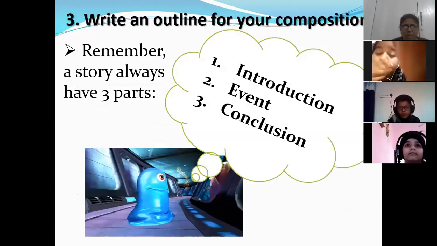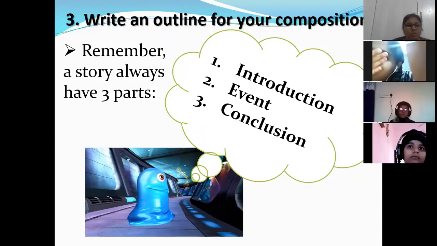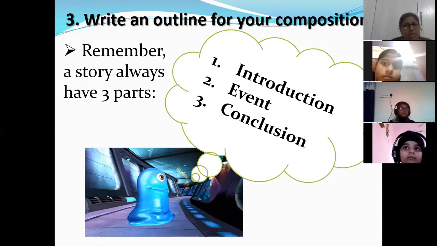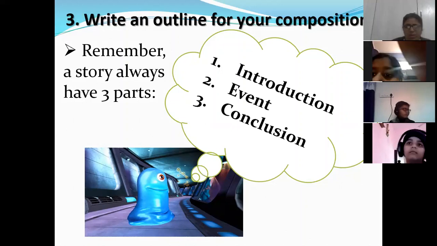Now, the next point is to write an outline for your composition. When you want to write a composition, you should always remember that a story always has 3 parts, because when you are seeing a picture, it is also telling some story. So whenever you are writing a composition regarding a picture, it has 3 parts. The first one is introduction, the second one is event, and the third one is conclusion. Introduction is the first part, event is the middle part, and conclusion is the last or ending part.